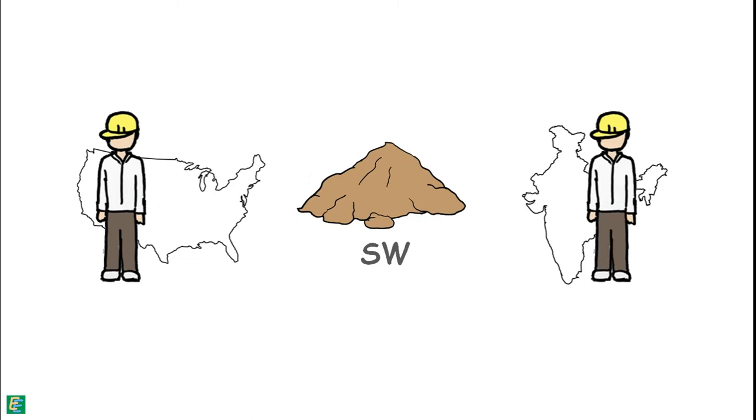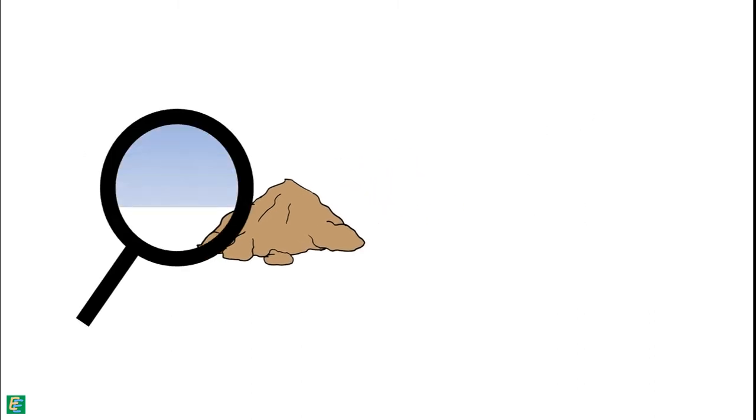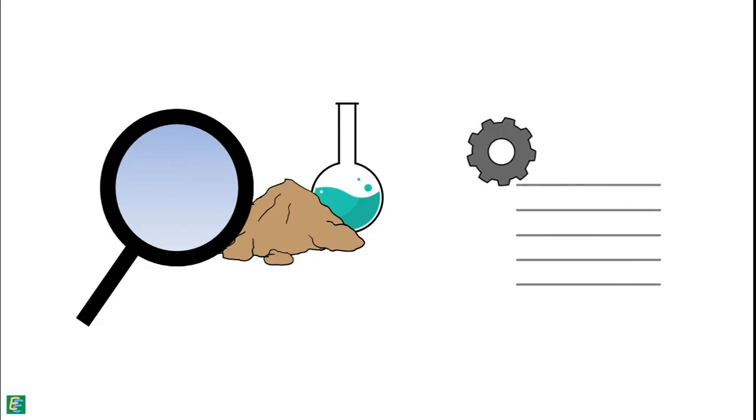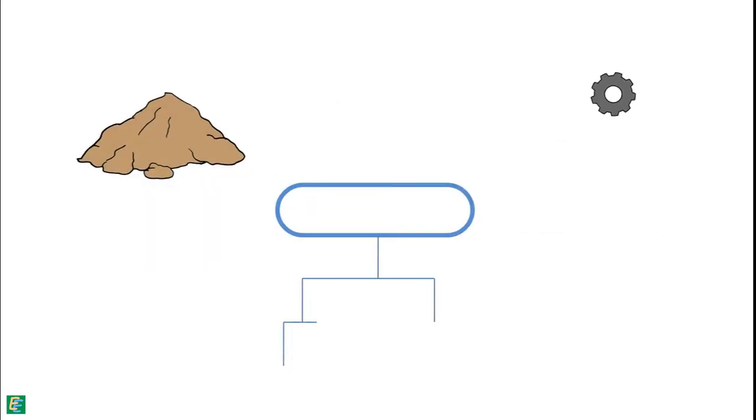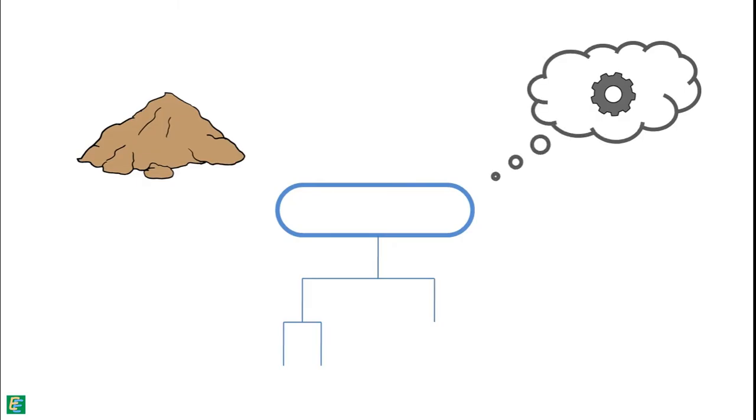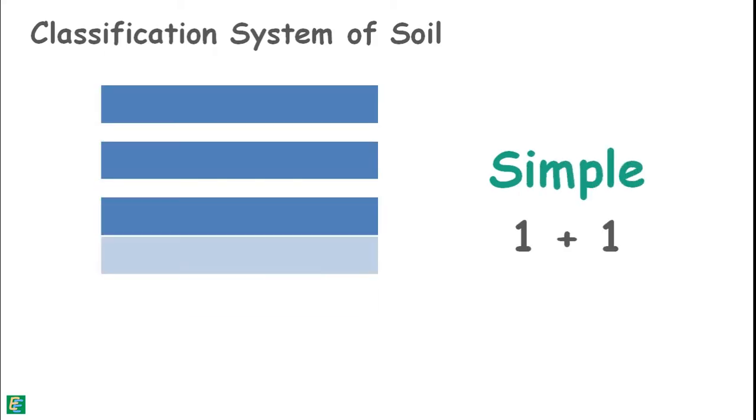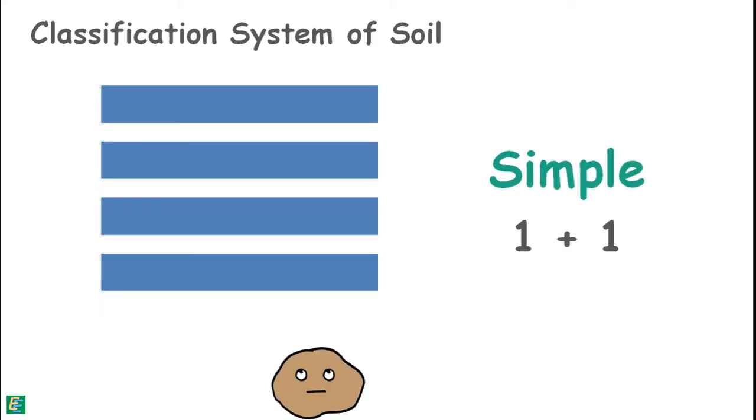Of course, we need to do a detailed soil investigation and testing for the complete knowledge of engineering properties of soil. But a classification system provides an idea about soil's engineering behavior. Any such classification should be simple to use and should have a limited number of groups.